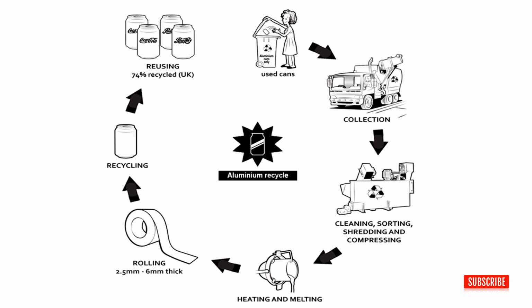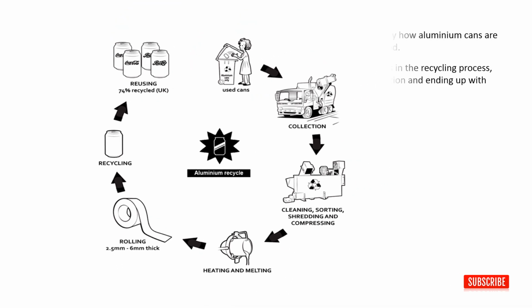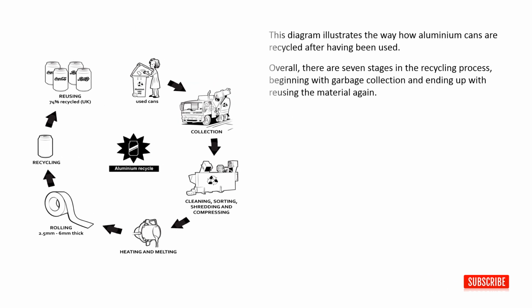So, for those of you who were able to find, congratulations. And for those of you who didn't count, just count. 1, 2, 3, 4, 5, 6, 7. So, there are 7 pictures. Every picture shows one stage of the process. It starts from garbage collecting and ends at reusing aluminium cans. Let's write the overview paragraph.